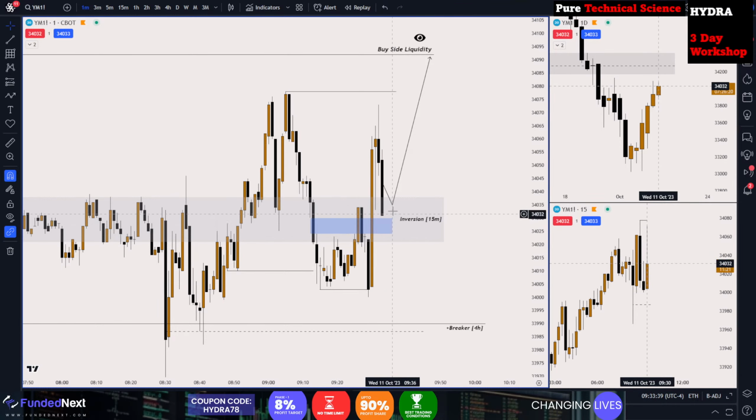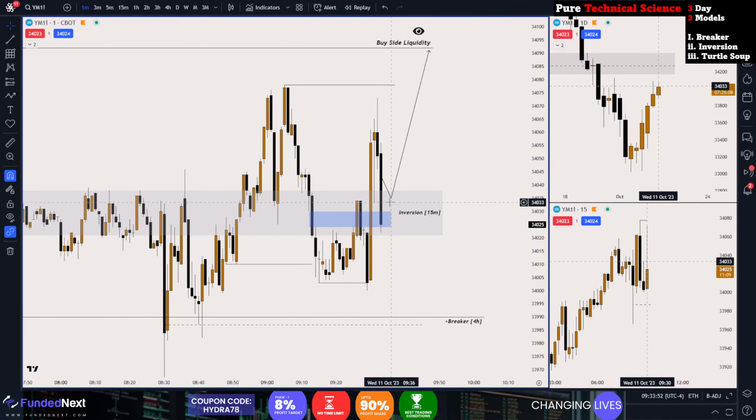Anyway, price is coming down, hitting this breaker. I would like to see it remaining or getting support from this breaker. We have a fair value gap plus an inversion. If this is not holding price, then yeah, that's the manipulation I was talking about.